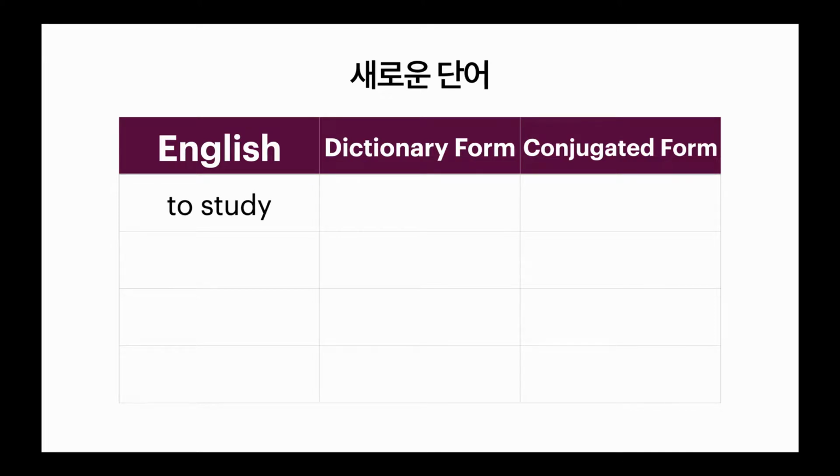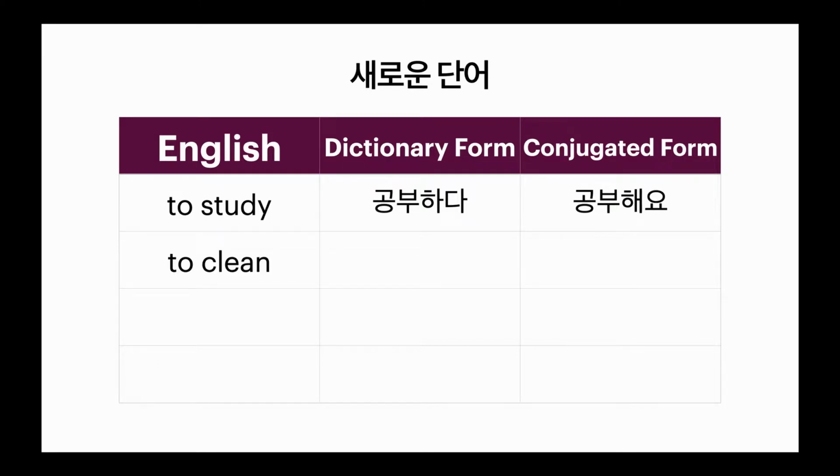Okay, so starting with to study. In the dictionary, you will find it as 공부하다. But conjugated into present tense is 공부해. Now, 공부해 is the casual form. If we want to make this polite form, we will say 공부해요. When you add 요 to the end of a verb, it turns it into polite form. So it's actually quite easy to change from casual to polite, just 공부해, 공부해요.